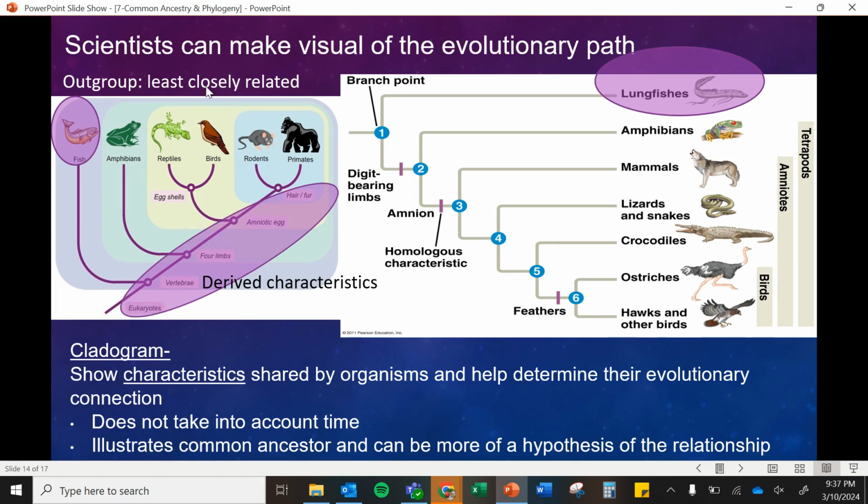So all of these are eukaryotes. Everything except the fish are vertebrates. So that's how it's organized. On this other one, the derived characteristics are shown here. We can also have the common ancestors identified at a node. So these nodes are also present.